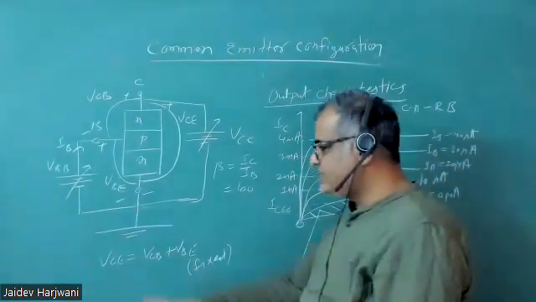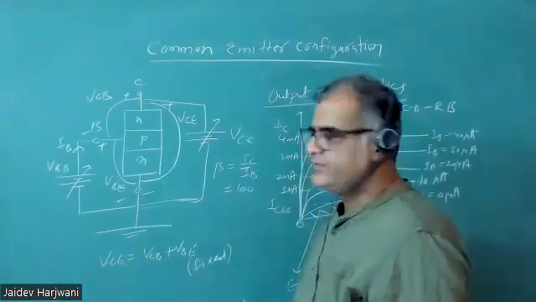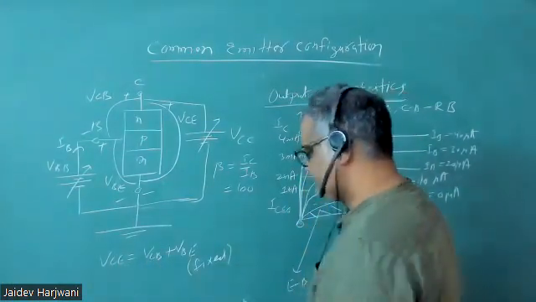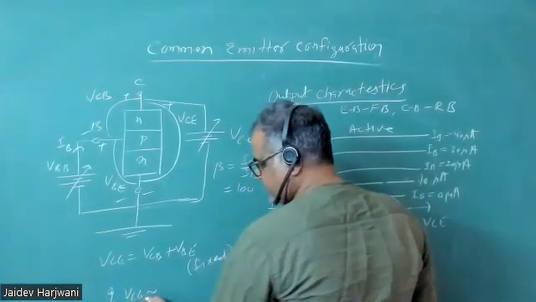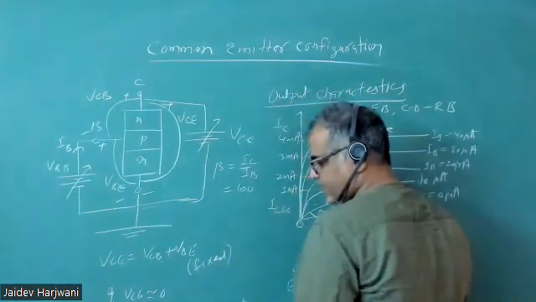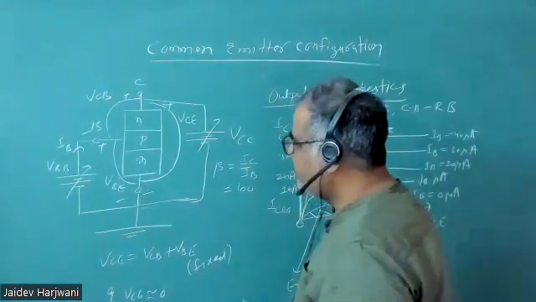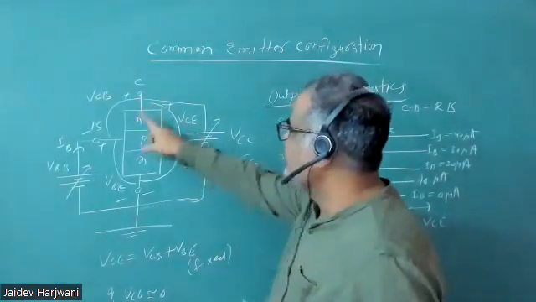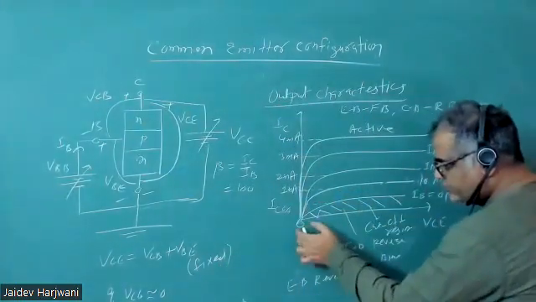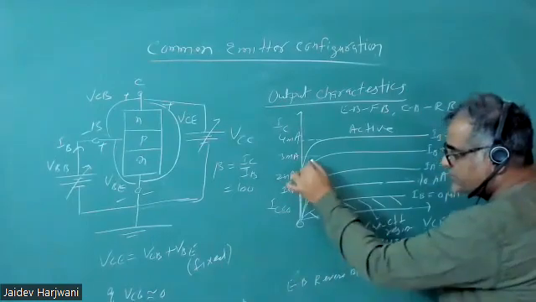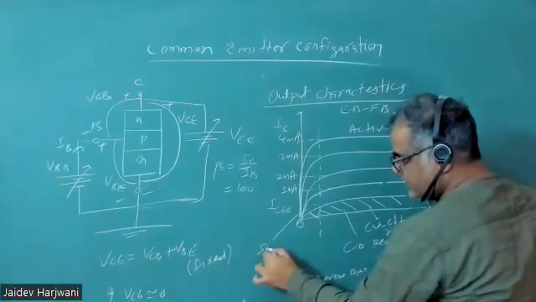What happens if VC is 0? Then VCB will be positive or negative? Tell me. If VC is close to 0, then VCB will always be negative, because this is a plus 0.7. Automatically VCB becomes negative. When VCB becomes negative, this junction also becomes forward biased. So this region, close to 0, is called your saturation region.